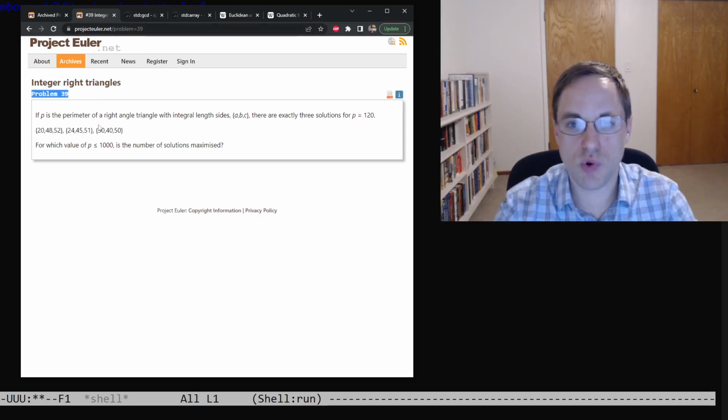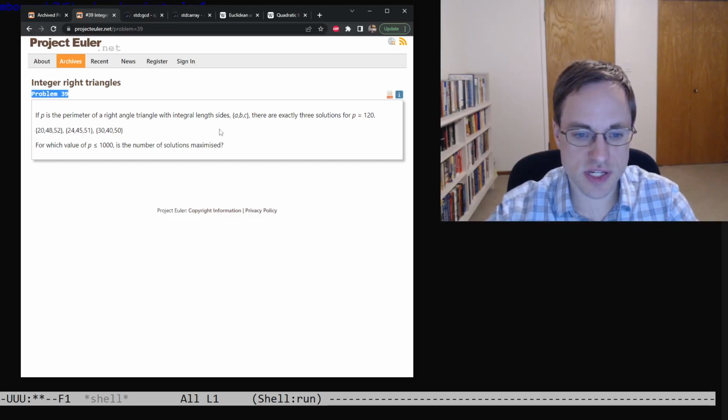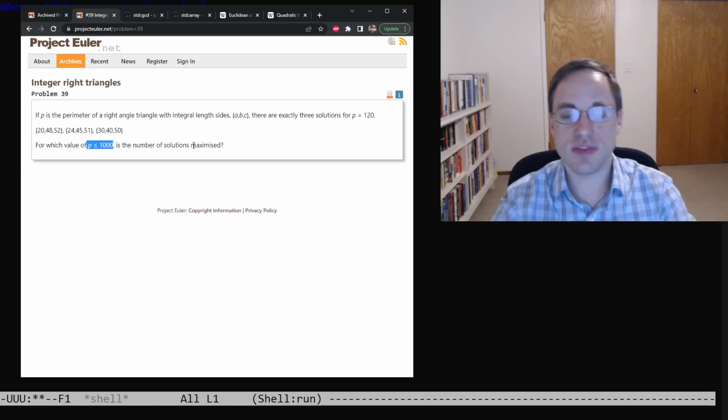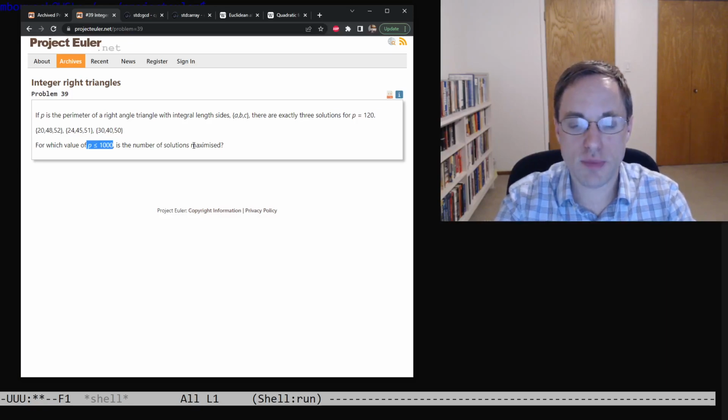from the Project Euler problem archive. Now, this problem asks us to consider right triangles with integer side lengths and perimeter given by p. And in particular, it asks us to find the value of p less than or equal to 1,000, such that the number of triangles with that perimeter is maximized.